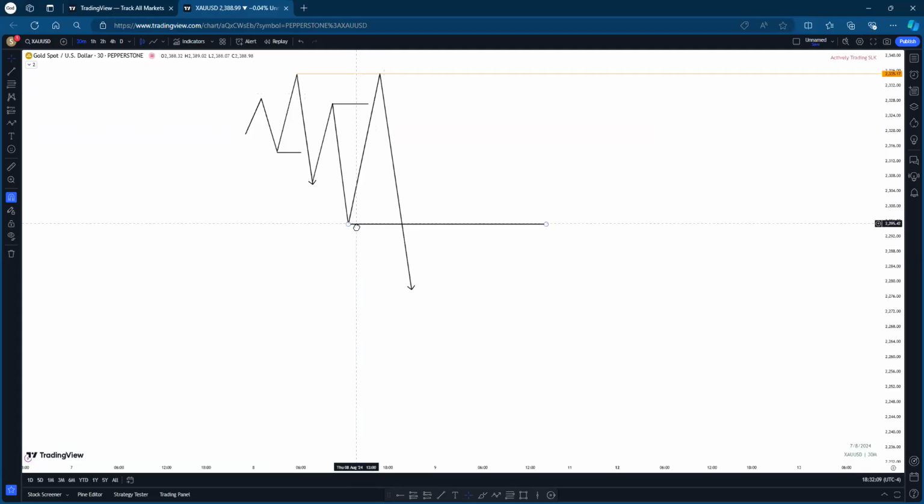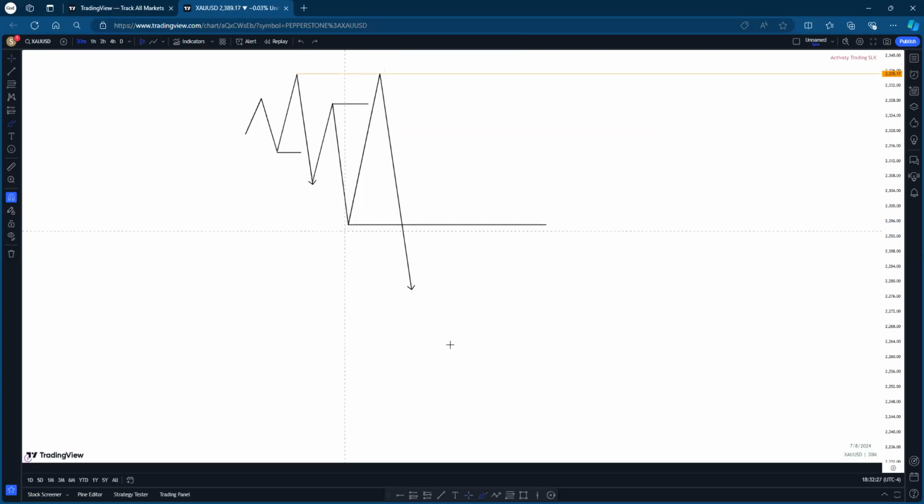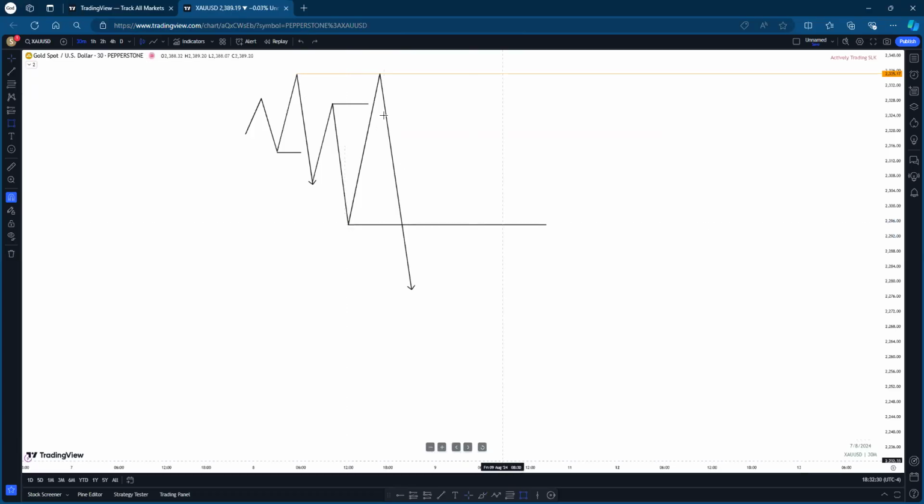This is where the continuation setup comes in. Price is now going to break this external range liquidity. So you see this concept of liquidity: price came from internal range to external range. The beautiful thing about the continuation setup is that after price broke this external range liquidity, we want to see it broken with an impulsive move to the downside. We want to see it get disrespected with an impulsive move to the downside.